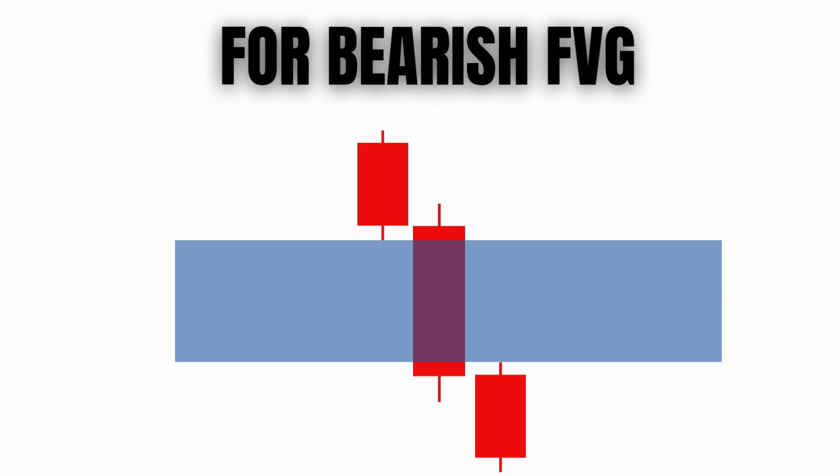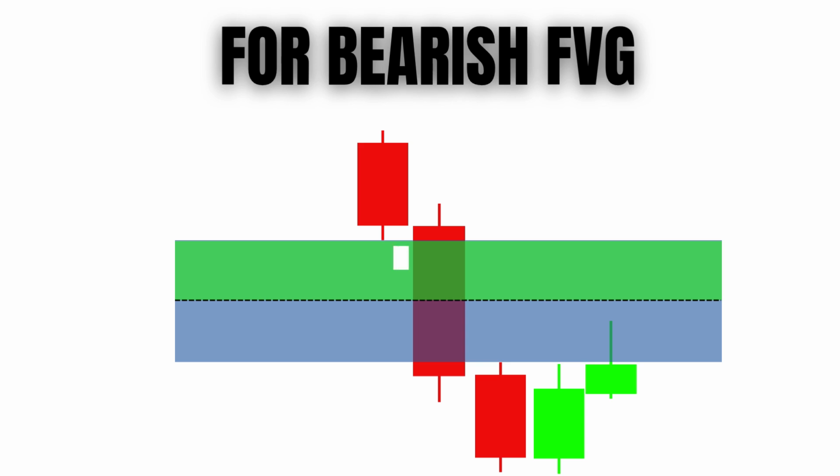Once the box is drawn, you wait. You are not entering the moment the FVG forms. You wait for price to retrace back into that zone. When price comes back and touches the FVG zone, that is your potential entry area. Most traders enter somewhere between the 50% level and the top of the gap for a bullish FVG, or the 50% level and the bottom of the gap for a bearish one.